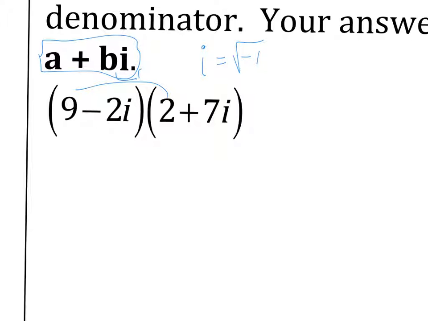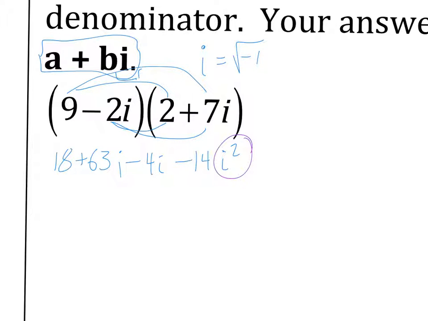All right, starting with 9 times 2 is 18. 9 times 7i is 63i. Negative 2 times 2 is minus 4i. Negative 2 times 7 is minus 14i squared. We know that i squared, in other words, the square root of negative 1 squared, is negative 1. So I could rewrite this as 18 plus, and then we've got 63 minus 4 is 59i.